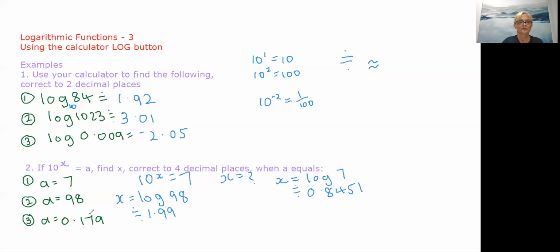And our last one here, we've got a fraction. This fraction is a little bit bigger, well, reasonable amount bigger than 1/10, isn't it? 1/10 is 10 to the negative 1. Let's have a look and see what we get here. So log of 0.179, and we get our x here is going to be log of this, which is approximately negative 0.7471.